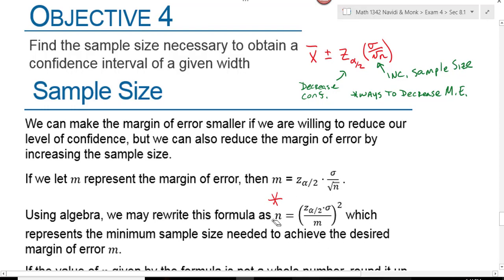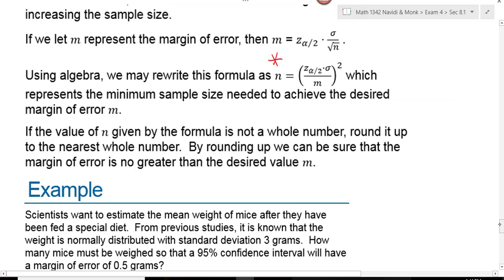And this formula we can use to find the minimum sample size needed to achieve the desired margin of error. If the value of n given by the formula is not a whole number, we're always going to round it up to the nearest whole number, no matter what it is. By rounding up, we can be sure that the margin of error is no greater than what we said we wanted.